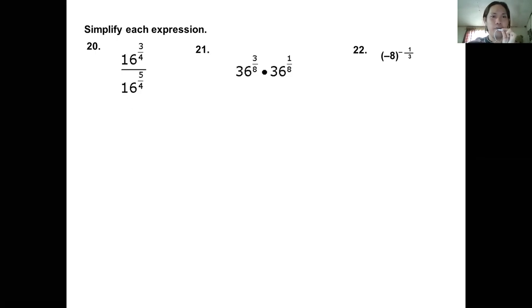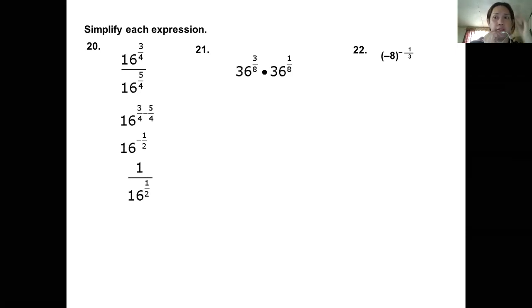So 16 to the power of 3/4 over 16 to the power of 5/4. So applying subtraction, 3/4 minus 5/4 gives us negative 1/2. So we apply the negative exponent rule. That's why we get the reciprocal of 16 to the power of negative 1/2, because we all know that in algebra negative exponents are not considered simplified. So we have 1/4. Why 1/4? Because 16 can be expressed as a power of 4, 4 squared, to the power of 1/2. So that gives us 4.